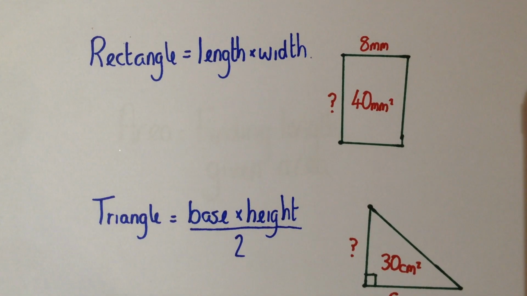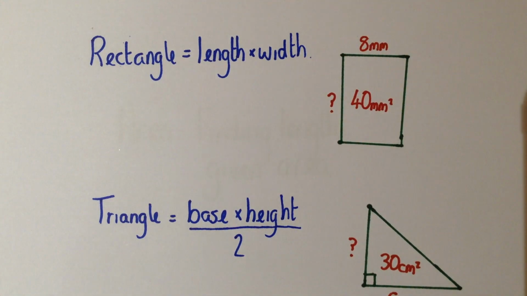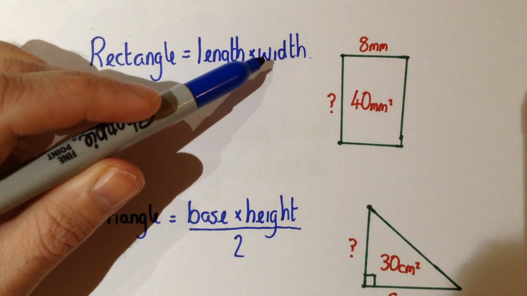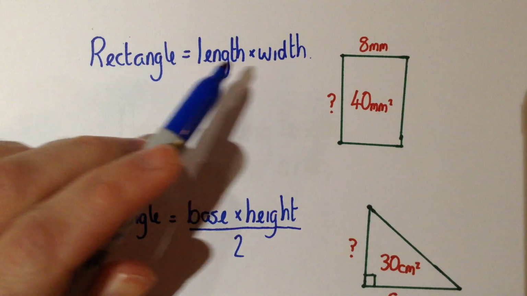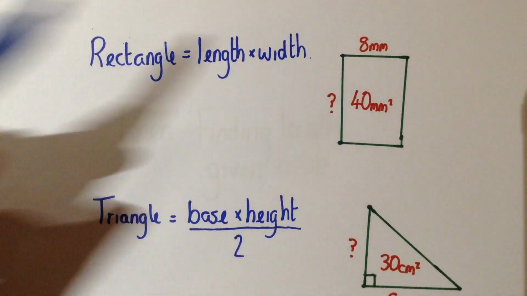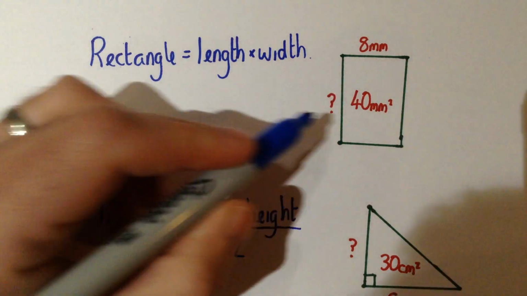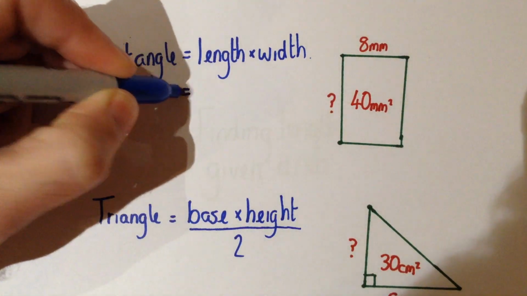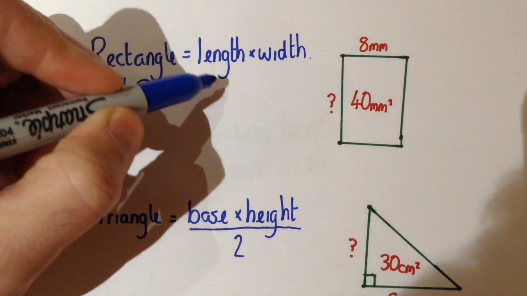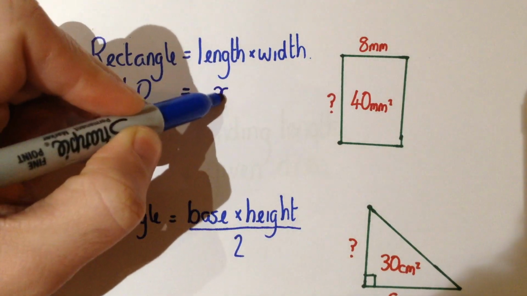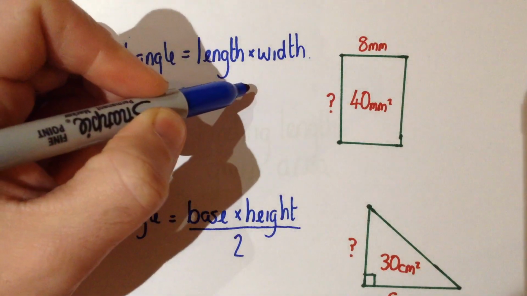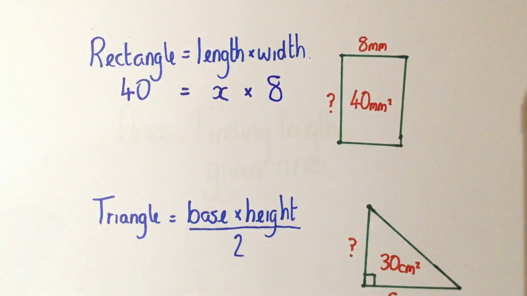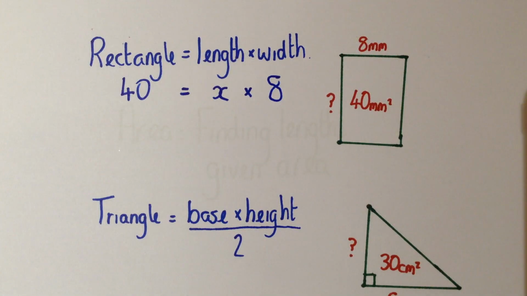In the first example, we're looking at a rectangle. So using the formula that the area of a rectangle is equal to length times width, we just substitute each of these with the information that we know. So the area is 40. The length we don't know, so I'm going to call that x, an unknown, something we need to try and find. And the width we've got is 8. So this has almost set up an equation.